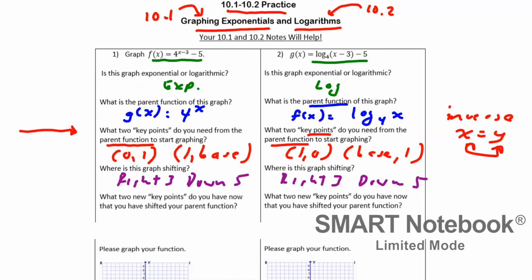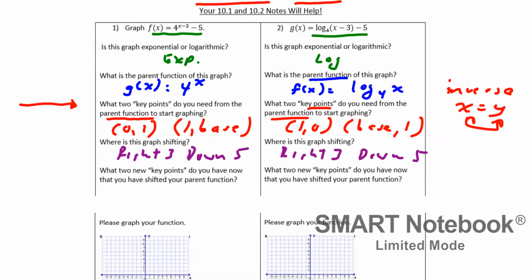What are the new key points now that you know what your shifts are? Well, if I started at (0, 1) and then I went right 3, down 5, right 3 affects the 0, and I'm adding on 3. Down 5 affects the y, so 1 minus 5 is negative 4. Next, 1 plus 3 gives me 4. The base, in this case, would give me the point (1, base of 4).